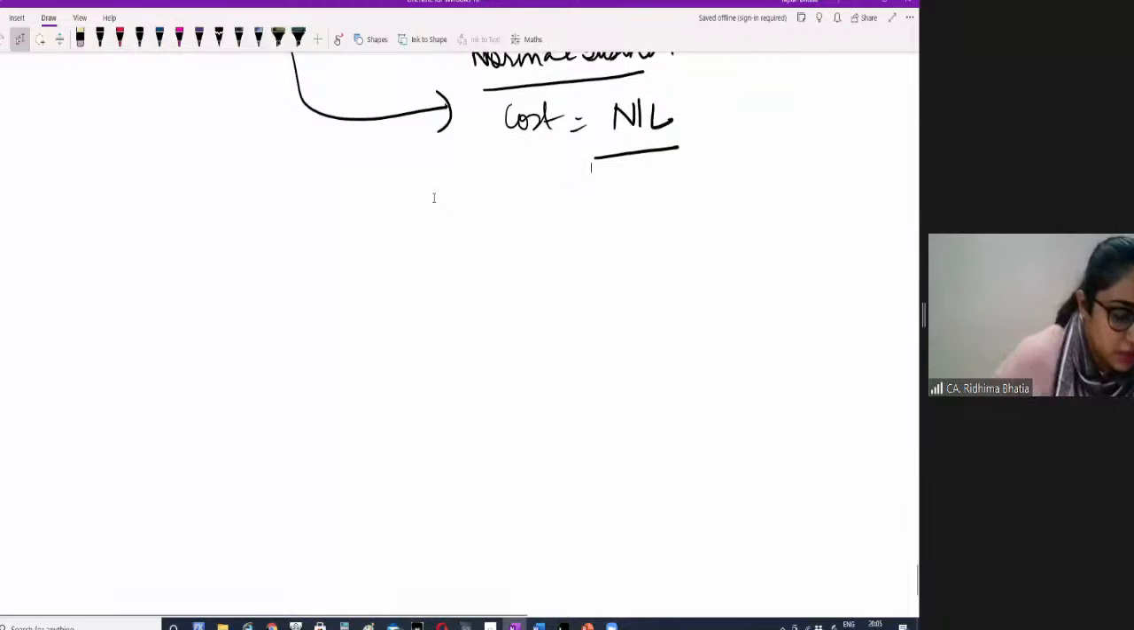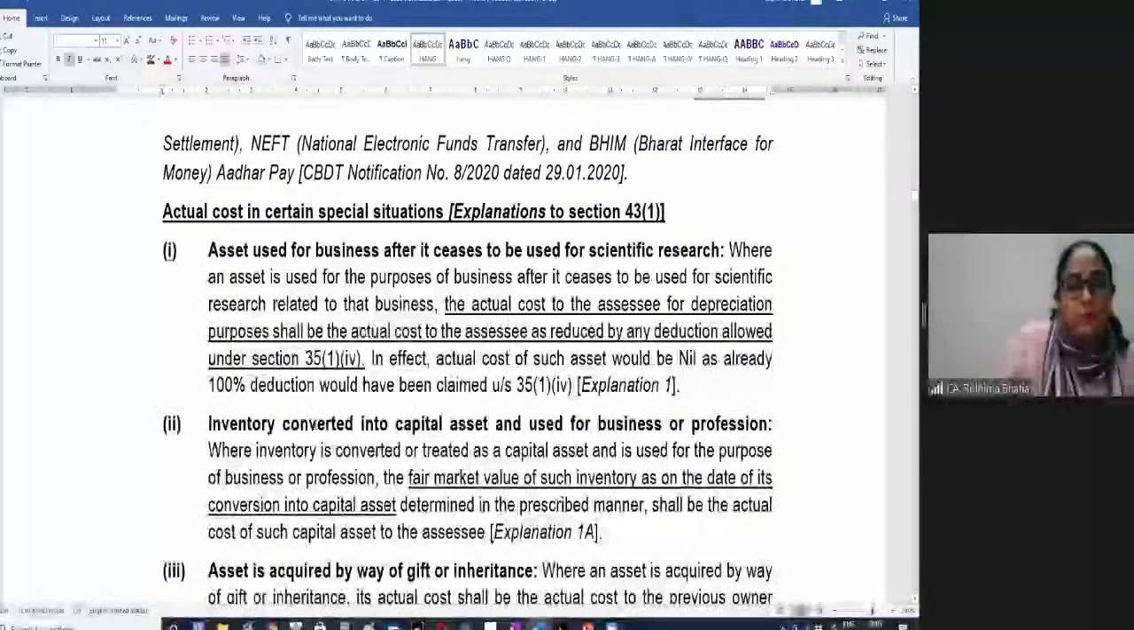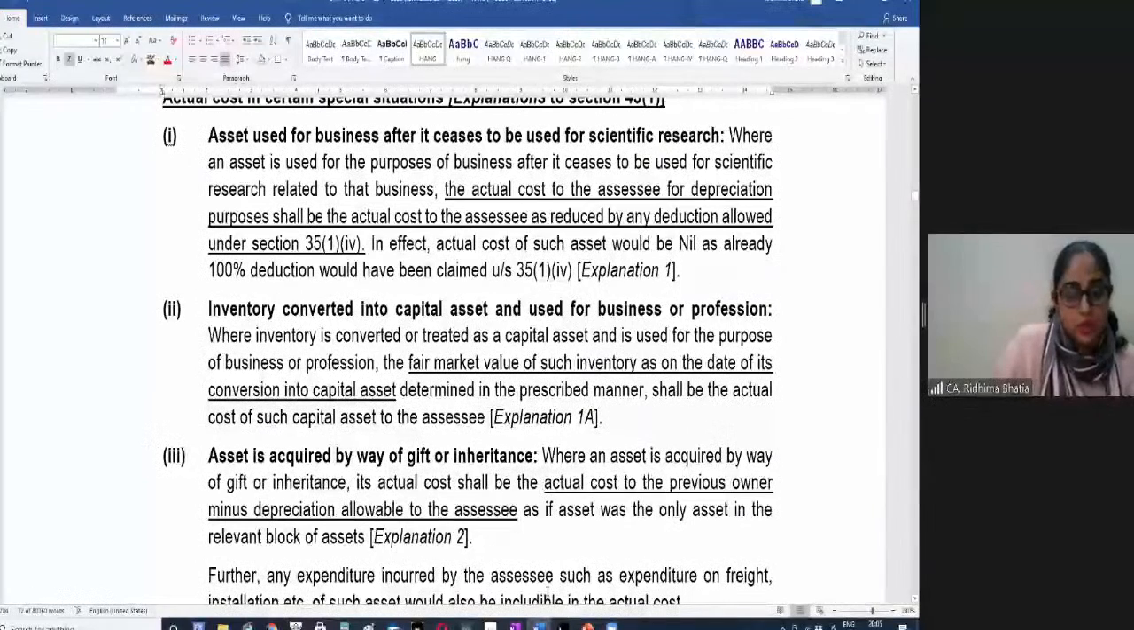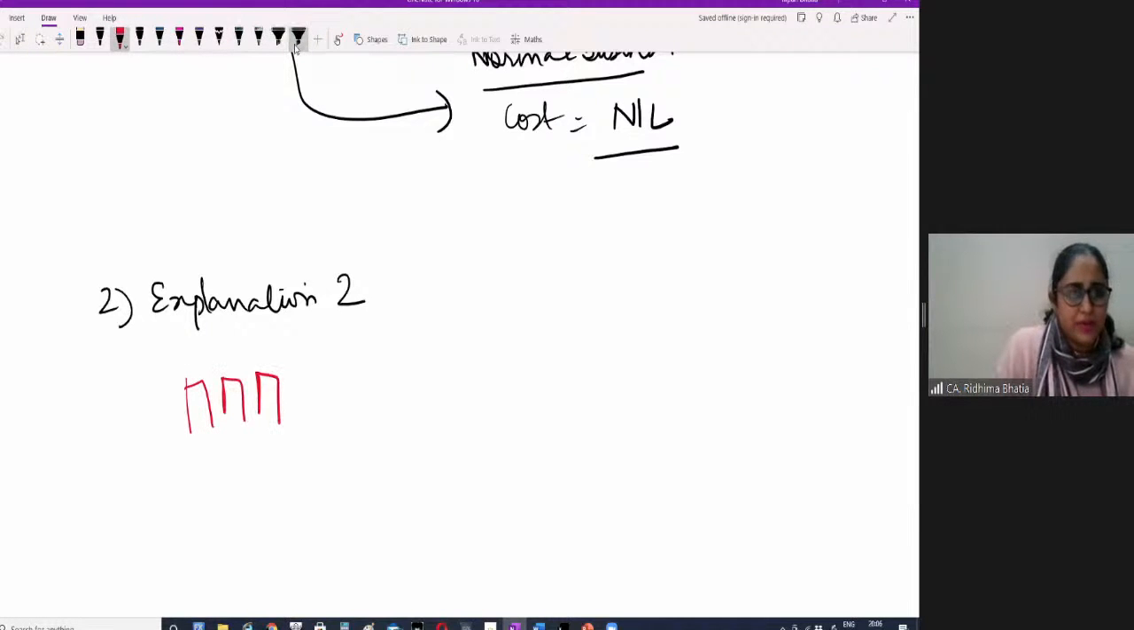Next explanation, explanation 2: inventory converted into capital asset and used for business and profession. Now, what is this? Again, simple. Take yourself as a real estate business. I have built so many buildings. These buildings are my stock in trade, my inventory, because I'm into real estate business.